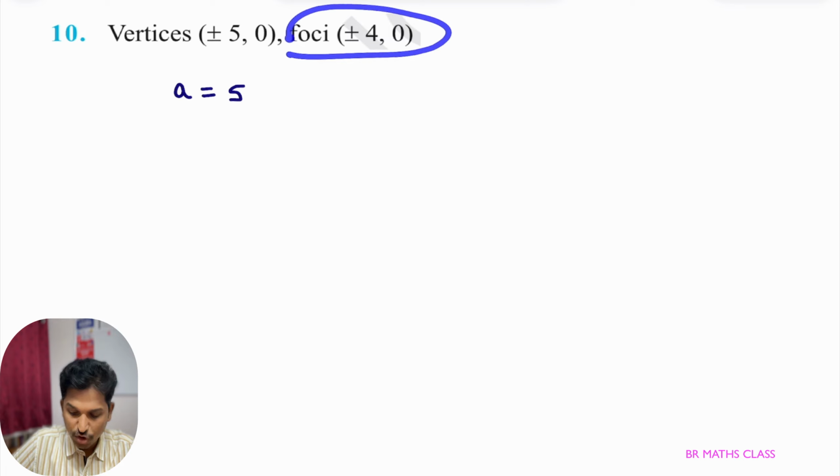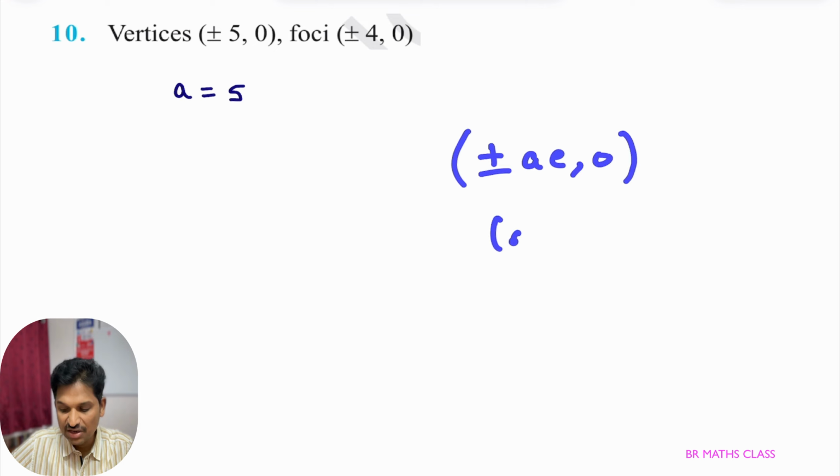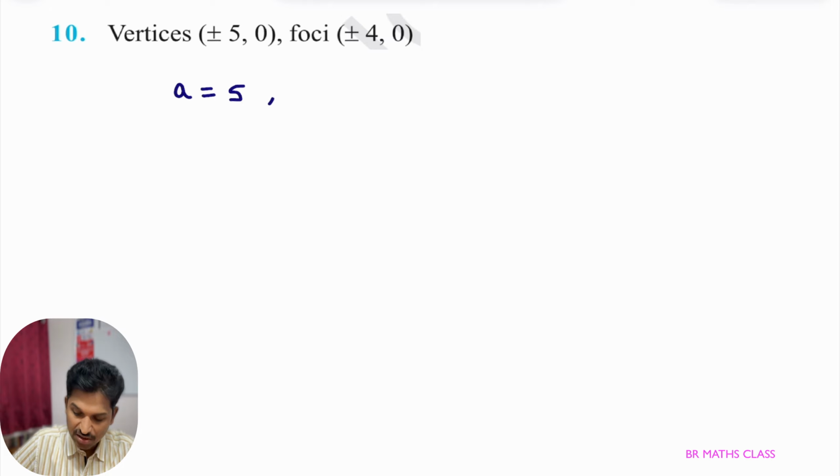And you observe this foci. In foci, we have two formulas. One is plus or minus ae comma 0. Another one is 0 comma plus or minus be. If you observe that, you can easily compare that this plus or minus 4 comma 0 is of this form. So we can say that the value of ae is 4. So here from the given data, it is easy to understand ae is 4.